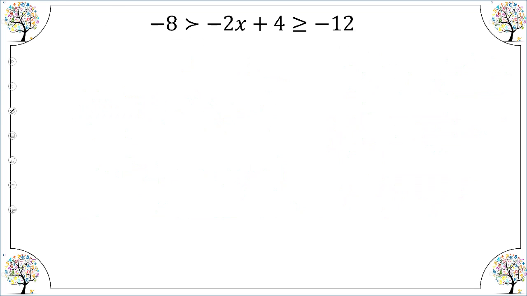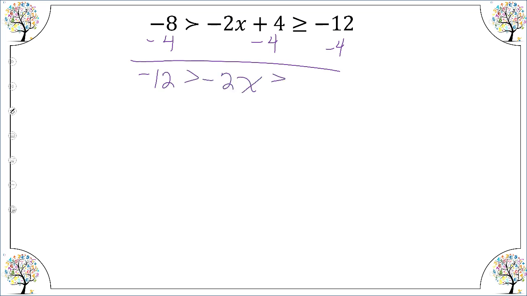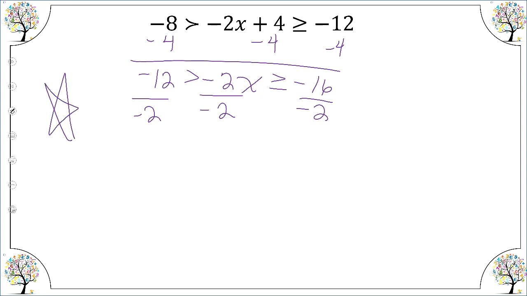Here we have inequalities. So this one is compound. I can do this all as it is. I don't have to rewrite it. You could. So whatever I do to the middle, I have to do to the left and to the right. So I'm going to say minus 4. And I have to divide everything. And look, guys, look what I'm dividing by. A negative. Big star.